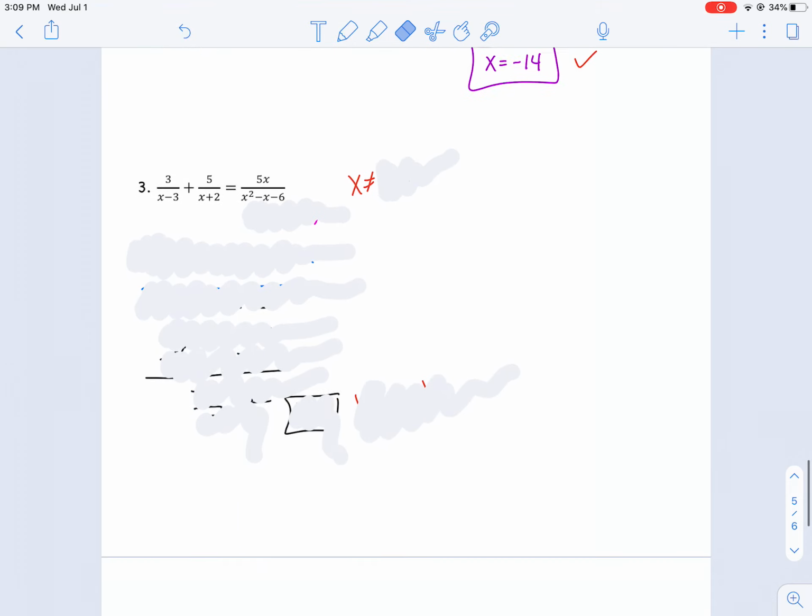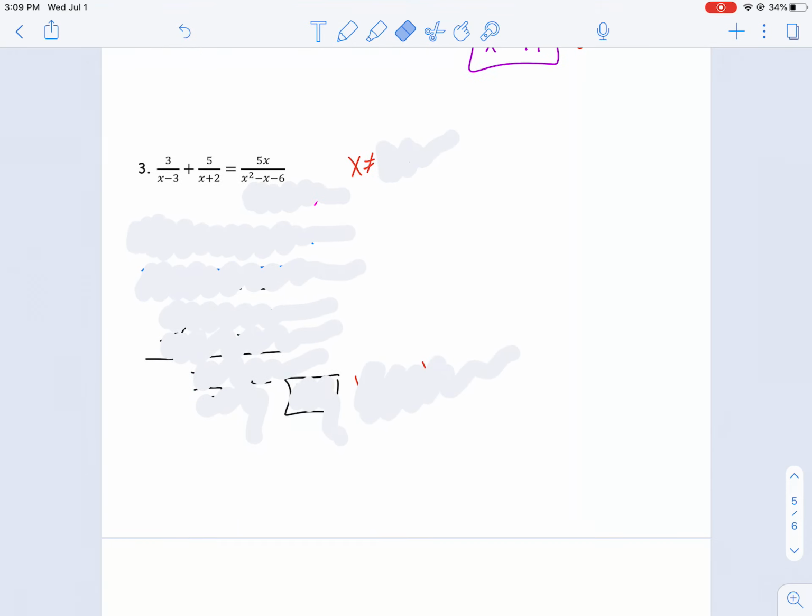All right, last one. Looking at this one, I have denominators of x minus 3, x plus 2, and if I factor the last one, I have an x minus 3 and an x plus 2. So my domain restrictions are anything except for positive 3 and negative 2. All right, multiplying this first fraction by an x plus 2 because it's missing a factor. Multiplying the second fraction by an x minus 3 because it's missing that factor. The last equation already has both of those factors, so now everybody has a common denominator, and since my denominators are equal, I can worry about the numerators now.